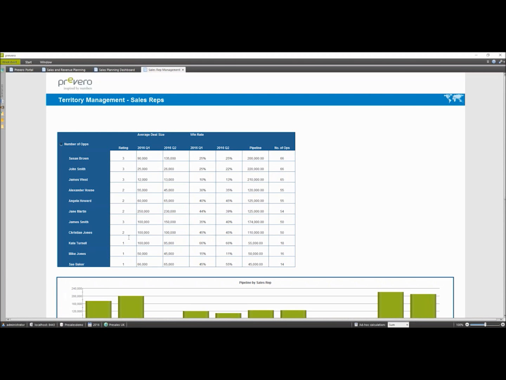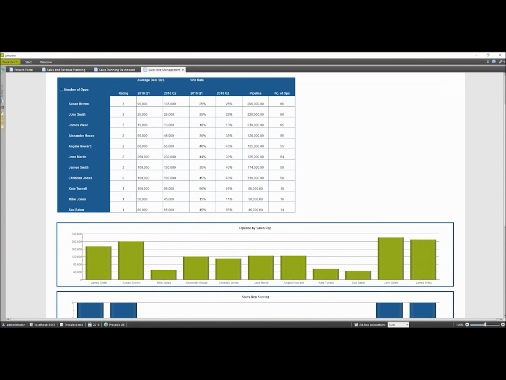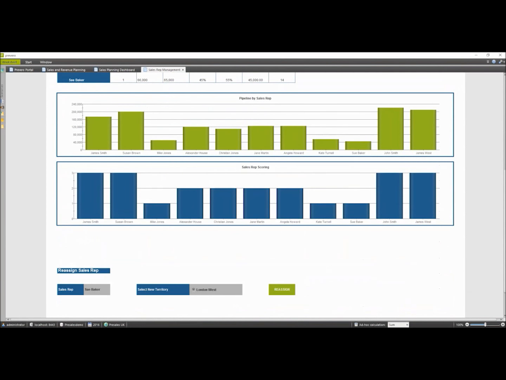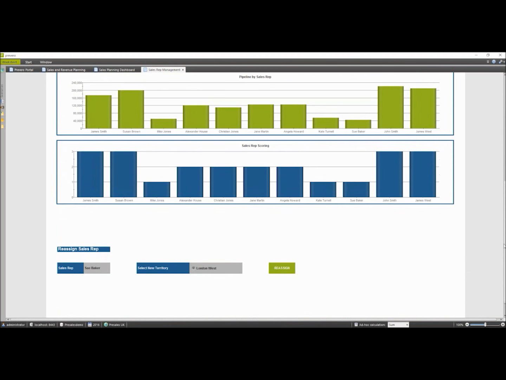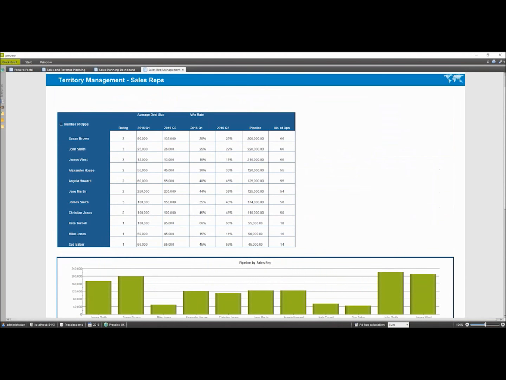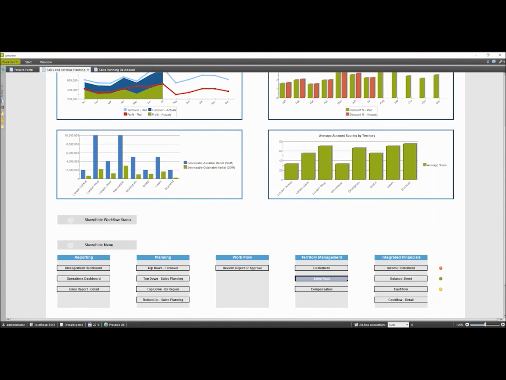Of course, everything that we do here flows into our income statement, balance sheet, and cash flow. So we talk about having integrated financial statements. That means that as we're doing our various planning and forecasting scenarios, that's flowing through into those key financial statements, so we can understand, for example, from a cash flow perspective, what are the best scenarios that we should go with.